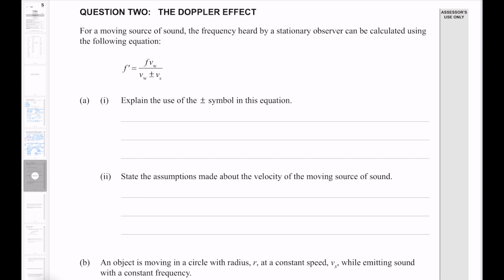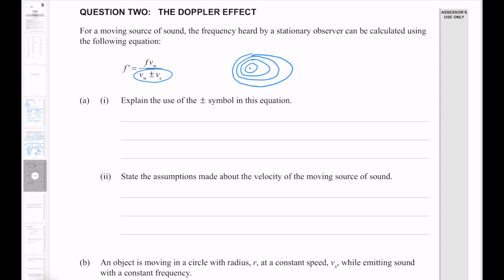Question 2. For a moving source of sound, the frequency heard by a stationary observer can be calculated using the following equation. Explain the use of the plus-minus symbol in this equation. So this bottom term here gives us essentially the wave velocity relative to the source. Let me do a quick diagram.